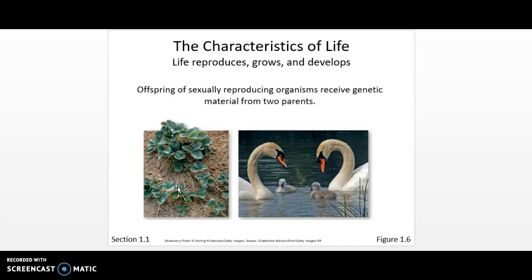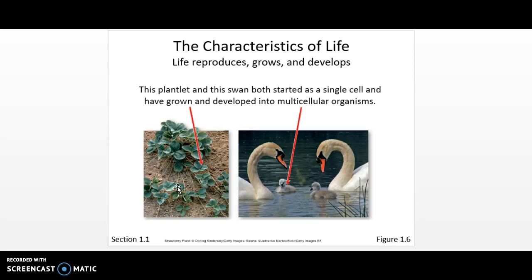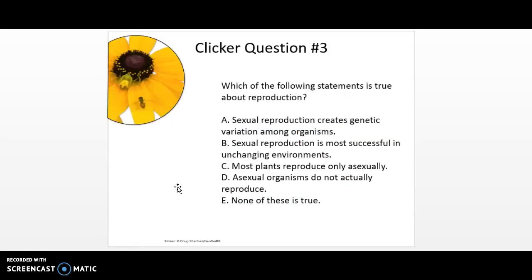Offspring of sexually reproducing organisms receive genetic material from two different parents. Most plants and animals reproduce sexually. These young swans receive genetic material from two parents. Sexual reproduction is successful in changing environments, since offspring are unlike either parent. They are a unique organism. This plantlet and the swan both started as a single cell and have grown and developed into multicellular organisms.